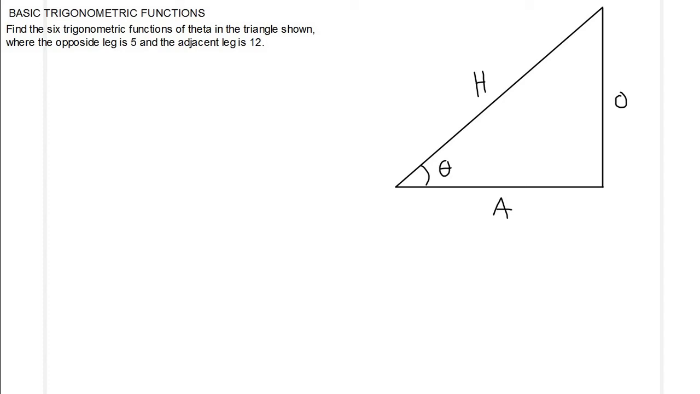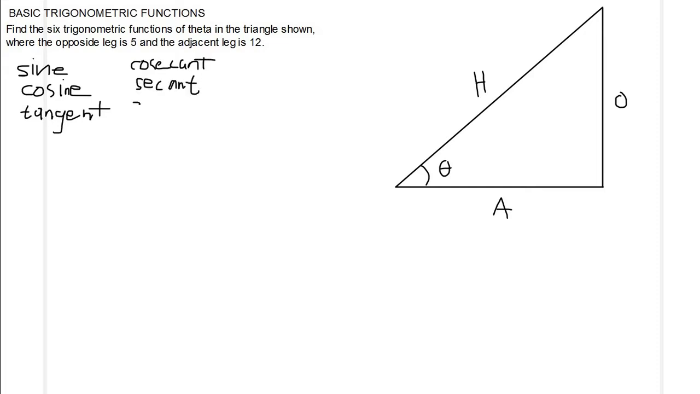Hi everyone! Today we'll learn about the basic trigonometric functions, which are sine, cosine, tangent, cosecant, secant, and cotangent. So let's solve this problem right here, which is: find the 6 trigonometric functions of theta in the triangle shown.